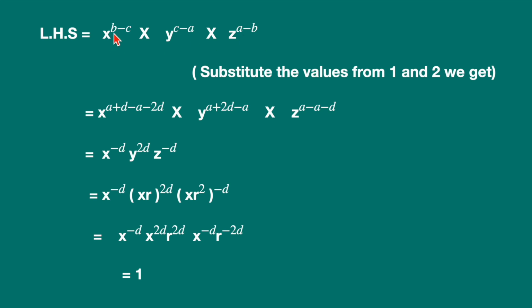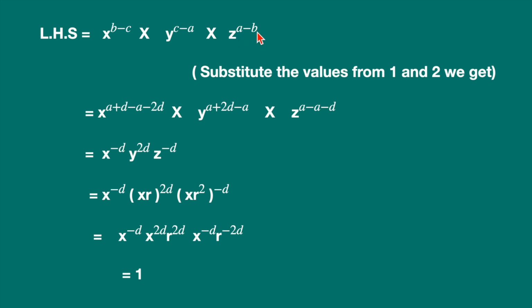Let us substitute B. B we know is A plus D. C is A plus 2D, but we will put it in a bracket, and when you open the bracket it will become minus A minus 2D. Okay, so B minus C is this, and if you evaluate this, A will get cancelled, and plus D minus 2D is minus D. Okay, now multiplied by Y raised to C. C is A plus 2D. A, leave it as it is, minus A. This will get cancelled, so Y raised to 2D.